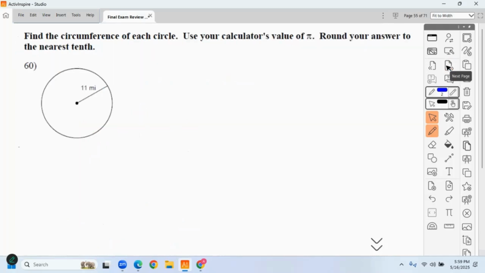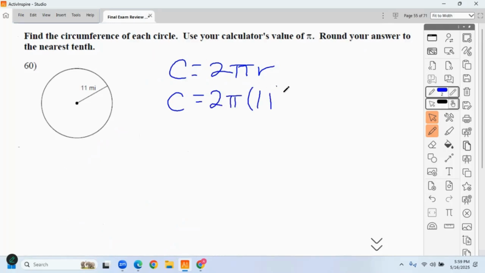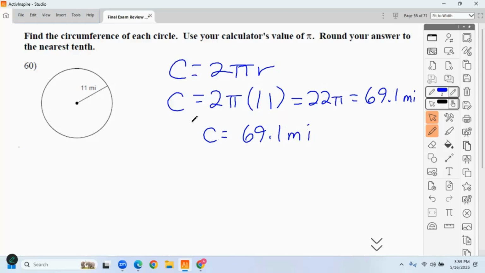Let's see, circumference. Oh my. Oh, light work. Light work. 22 pi. Let's see what that is. If I have to put that in a calculator. 69.1 miles. Close enough. Beautiful. All right, so we're now done with number 60. Oh, number 60, my bad. We're done with number 60.